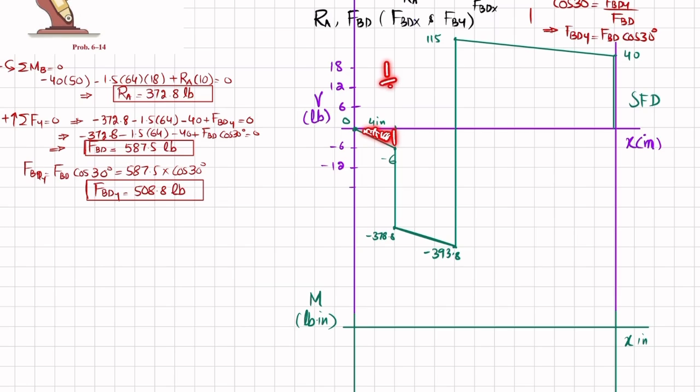The area is 1 over 2, its breadth which is 4 and its height which is minus 6. So minus 24 divided by 2 is minus 12. So at this point you have to plot minus 12. So first point is minus 12, and at this point you have bending moment equal to 0 at x equal to 0.